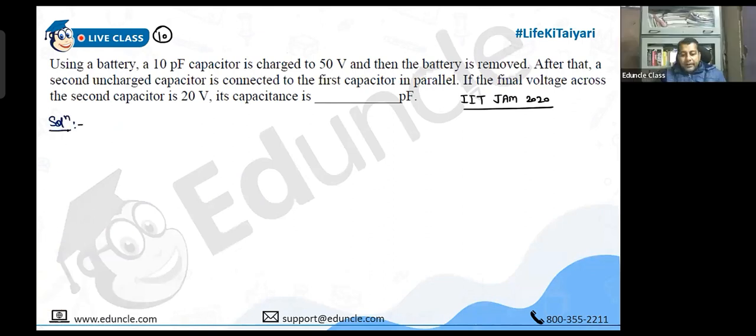A 10 picofarad capacitor is charged to 50 volt. Then the battery is removed, and a second uncharged capacitor is connected to the first one in parallel, and the final voltage across the second capacitor is given, so its capacitance would be. It means the same will be the voltage across the first capacitor after connecting them in parallel, because in parallel voltage will be the same.